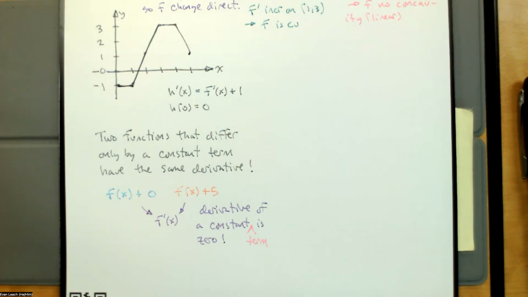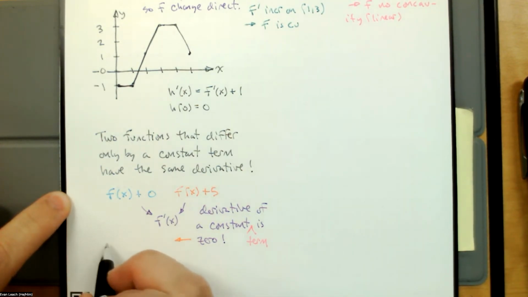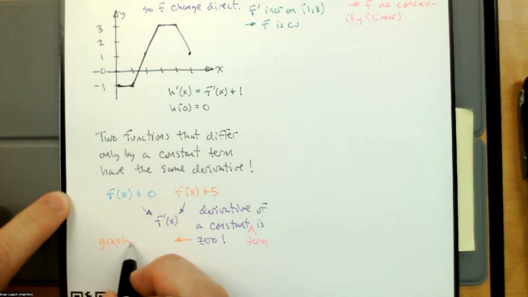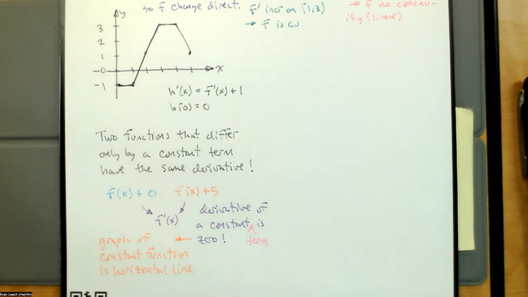This is something that we want to remember, so we're going to reinforce it by thinking about what derivative means. And we're going to do that by saying that a constant function is a horizontal line. And the slope of a horizontal line is 0.